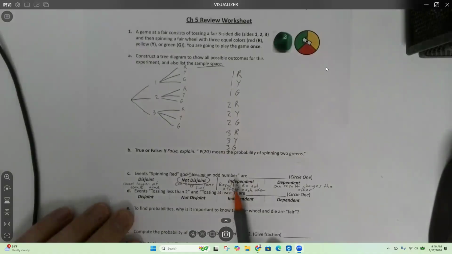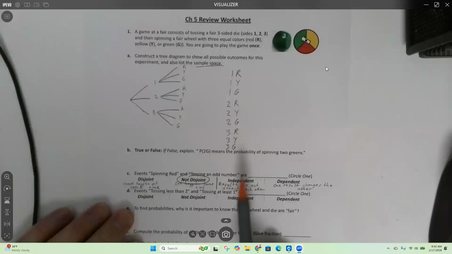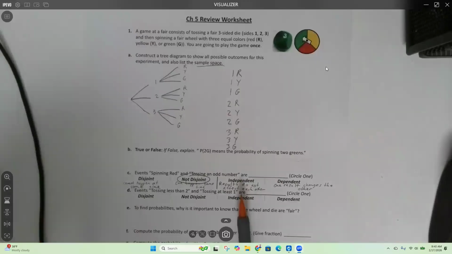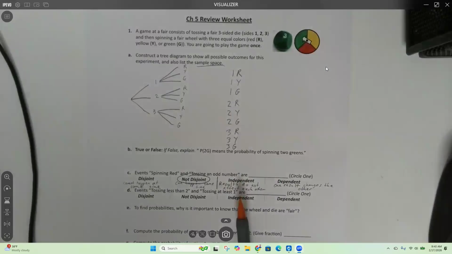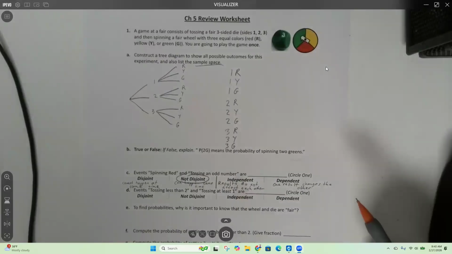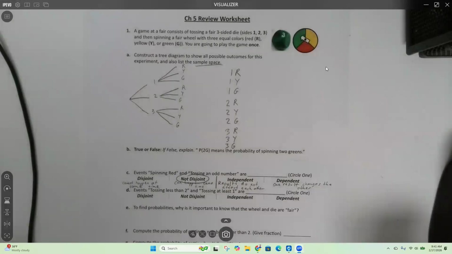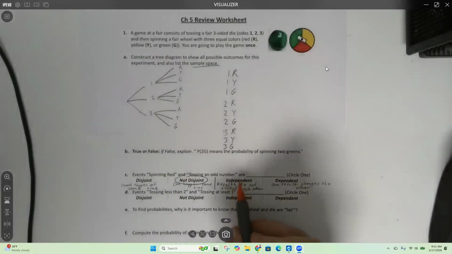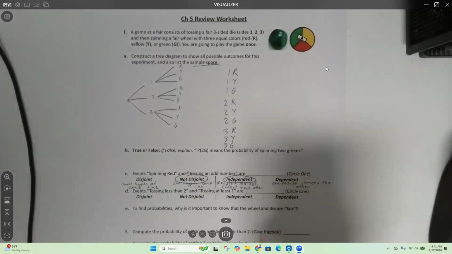For this particular case, if I roll a dice, does that change what's going to happen with the spinner? And the answer is no. If you roll the dice, you might get a one, a two, or a three, but it doesn't matter what you get. When you spin the spinner, you're going to get a red, a green, or a yellow, and those probabilities aren't going to affect each other. In this case, these are independent.